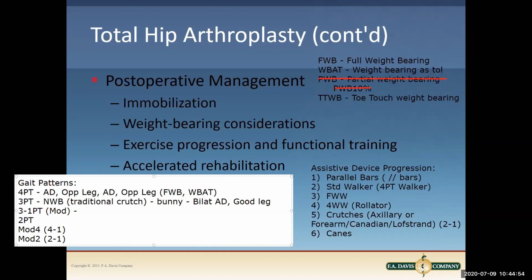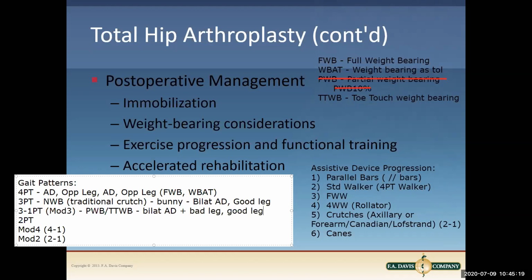All right, the 3-1 or the mod 3. When you see this, I want you to be thinking partial weight bearing or toe touch weight bearing. And toe touch, not so much. This is where you're going to move the bilateral assistive devices plus bad leg and then the good leg, right?